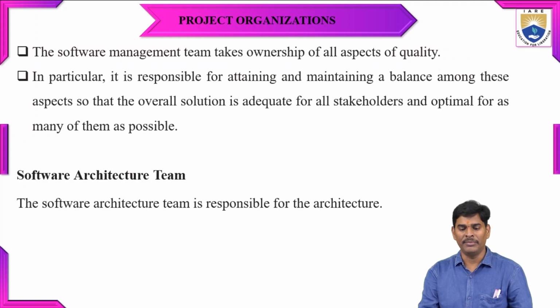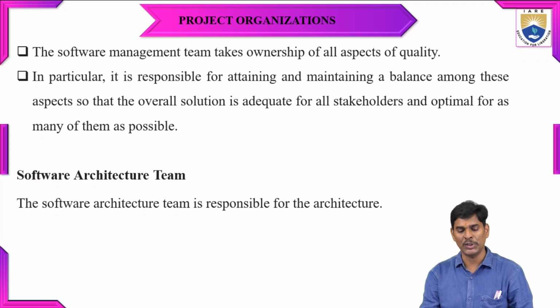Okay. So here the software management team takes ownership of all the acceptance of the quality. So they need to check that quality is the major criterion for improving the project or the product. And also they need to balance the different types of solutions discussed with the stakeholders as well as the clients here. And software architecture team.